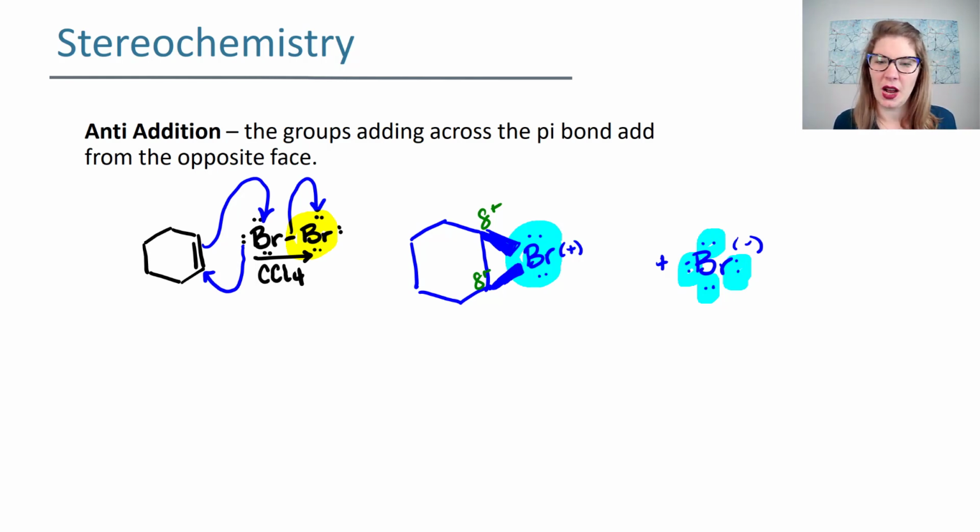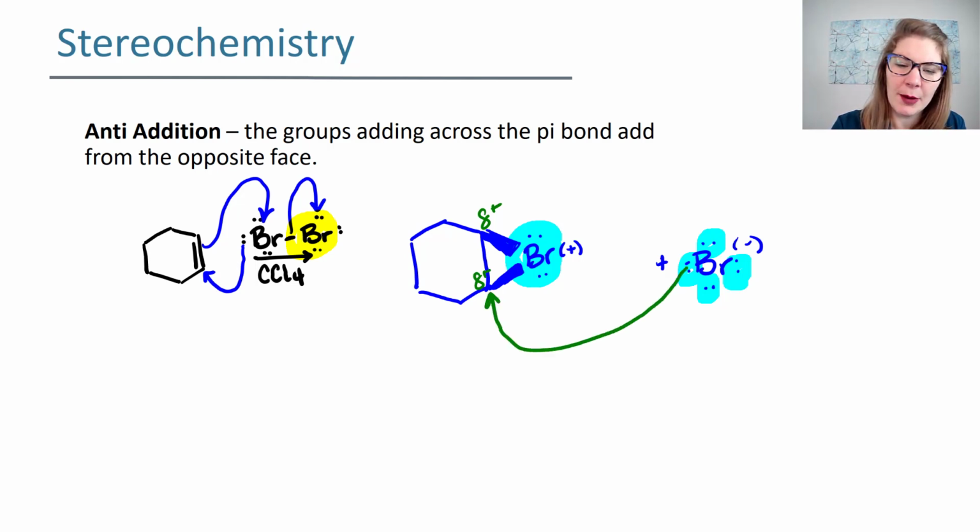What that means for us is the second bromine, the one that's behaving as a nucleophile, is going to come in from the opposite side of the bromine that's attached to the ring, because otherwise their electron groups are going to get too close together and repel each other. So this is going to happen. We're going to come in from the opposite side, and it can attack either carbon, right? I'm just showing the one that's easier to draw an arrow to.